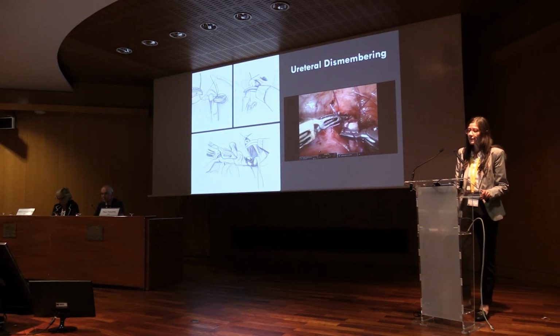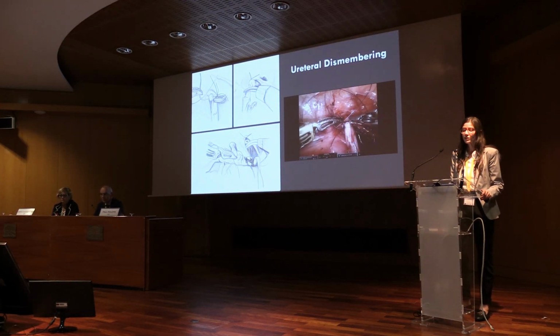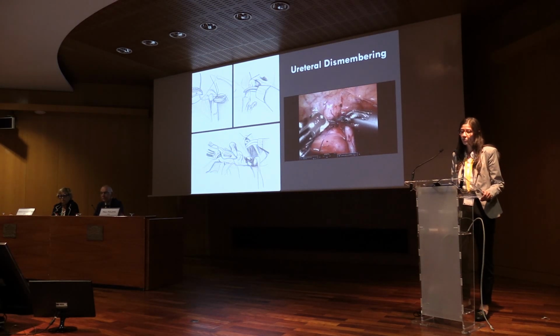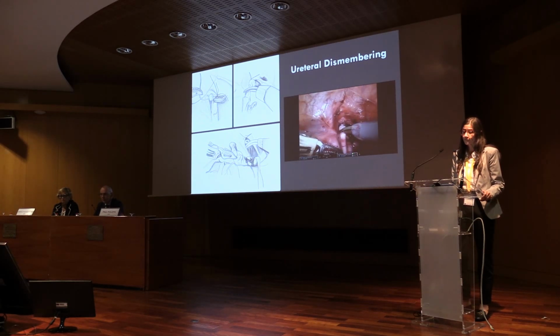In patients needing ureteral dismembering, the ureter is mobilized as distally as possible to the bladder entry, then is suture ligated using a 2-0 resorbable suture, and then disconnected from the bladder.